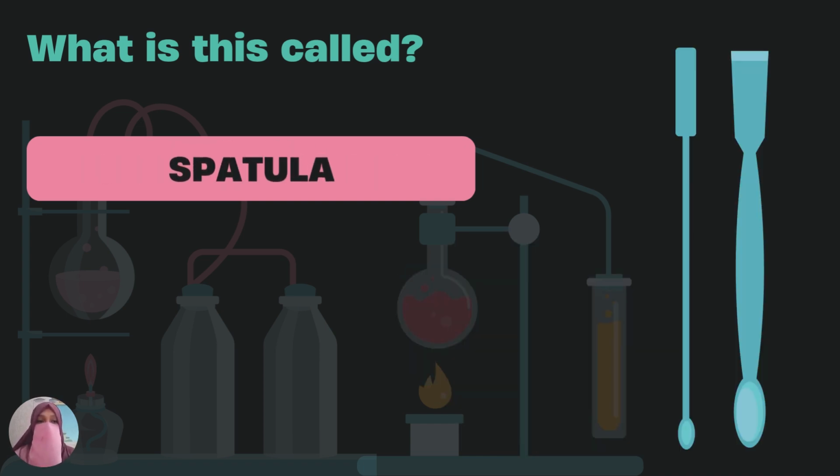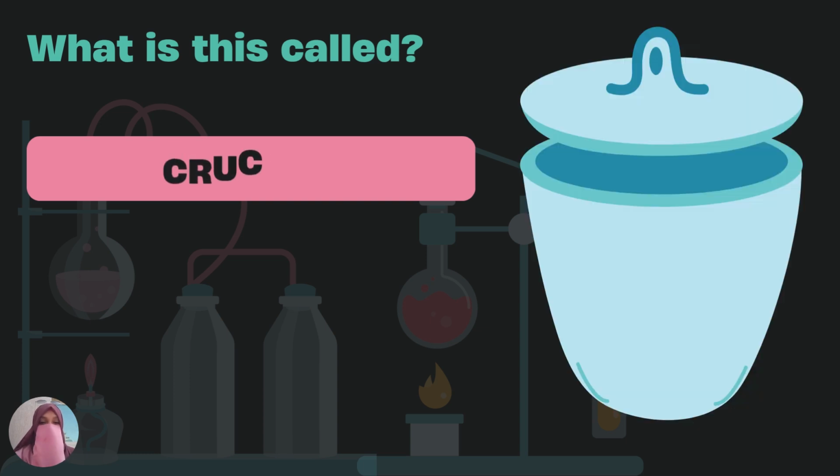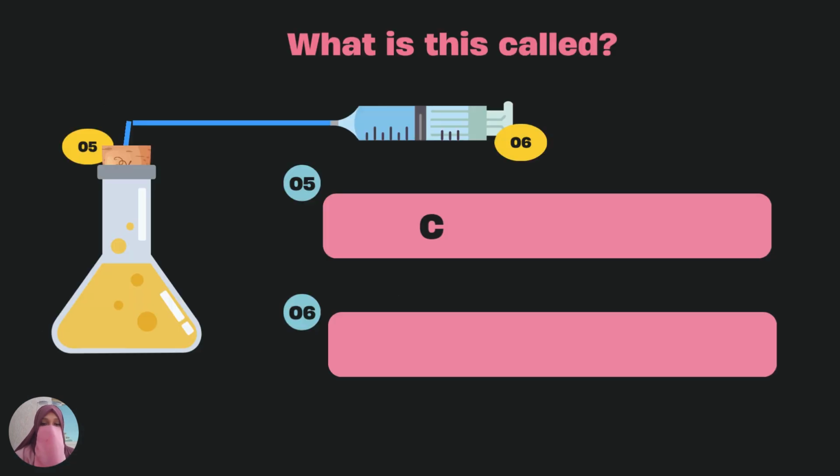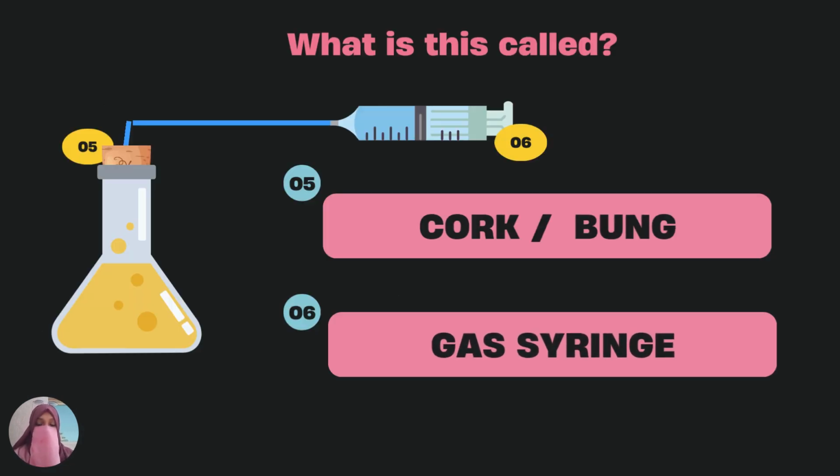What is this called? A spatula. What is this called? A crucible. What is this called? These are two things. One is a cork or a bung, and the second one is a gas syringe. The gas syringe is also used to collect and measure the volume of a gas. It can be used for gases which are soluble in water and which are insoluble in water. It doesn't matter, we can use the gas syringe. It's more accurate.